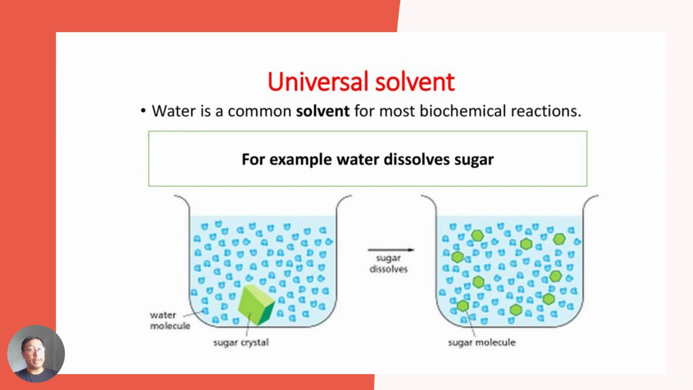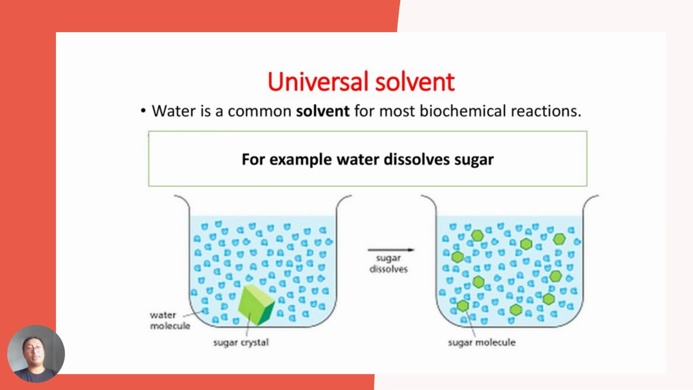Why is water a universal solvent? Say you take sugar, then sugar can be dissolved in water. You put tea leaves in, and they also dissolve in water.